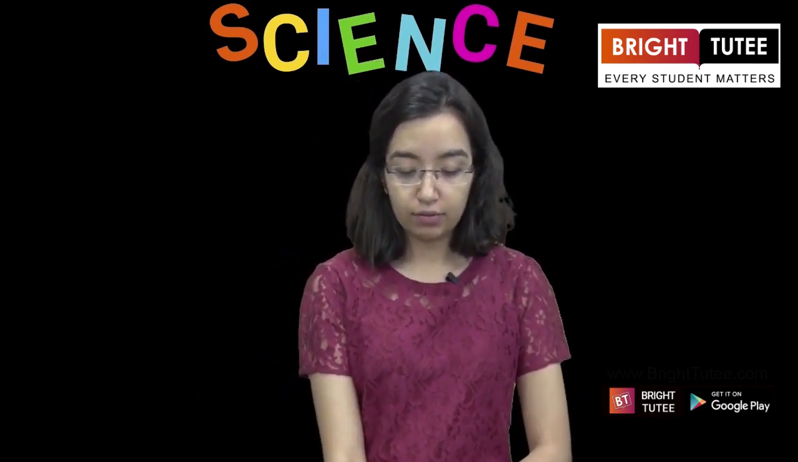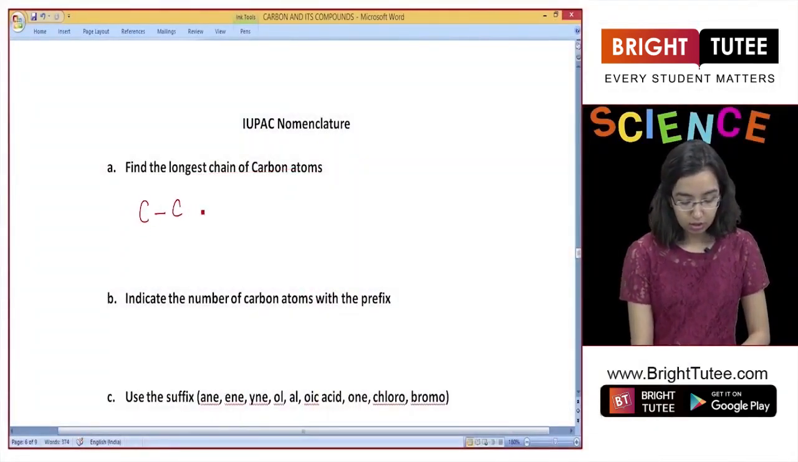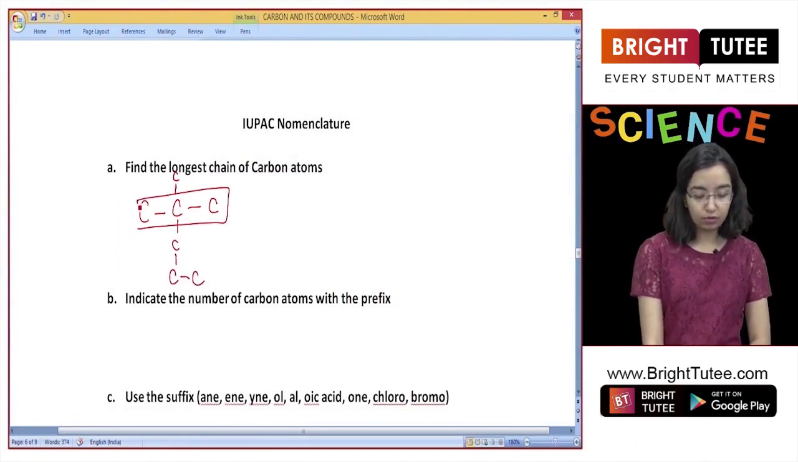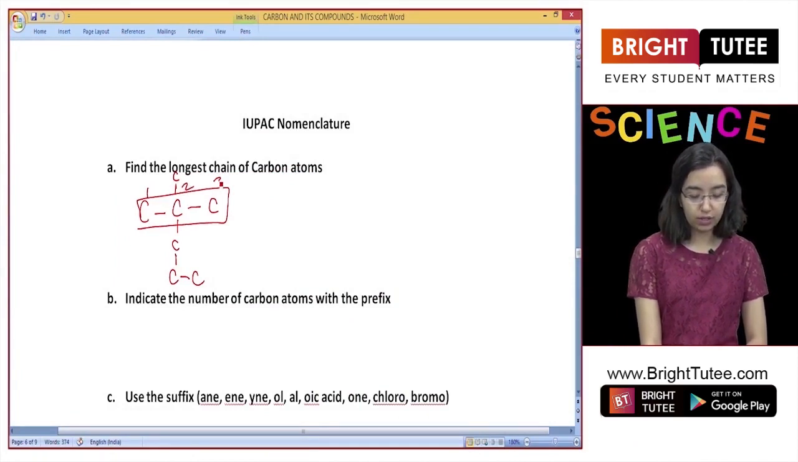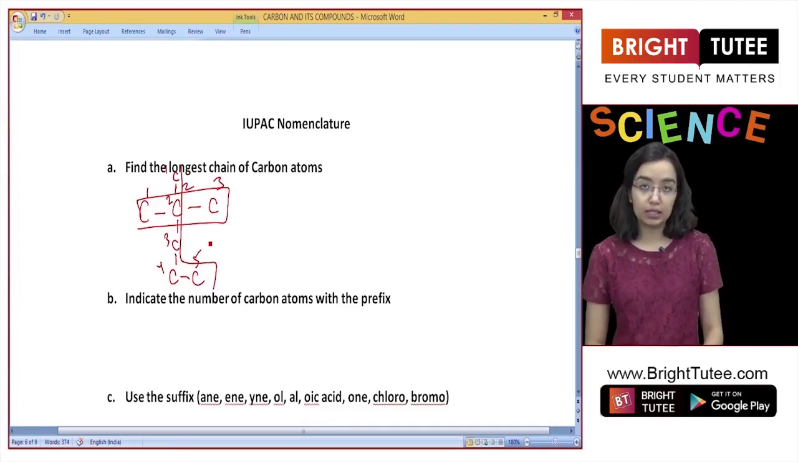The first thing that we have to do is find the longest chain of carbon atoms. So see here. Right? So you might think that this is the chain that we have to talk about. This will be 1, this will be 2, and this will be 3. But no, this is actually the longest carbon chain. It is 1, 2, 3, 4, 5. So we have to spot which is the longest carbon chain.